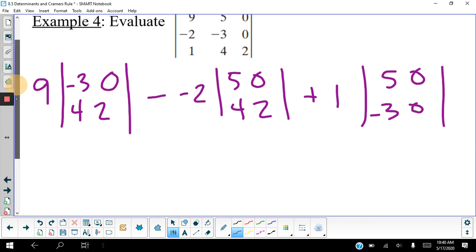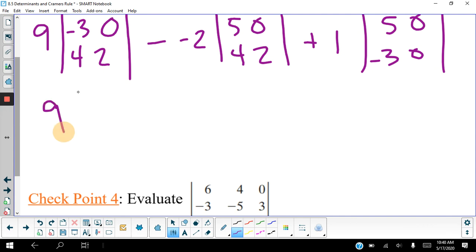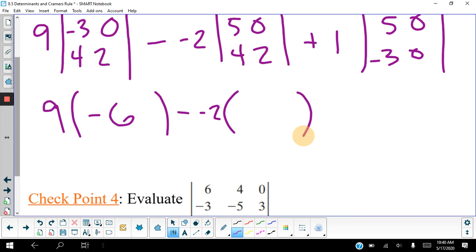So 9 gets multiplied by, we have negative 3 times 2, which is negative 6, and then 4 times 0, well, that goes away, minus 0. So we have a negative 6 minus negative 2 times our determinant here. 5 times 2 is 10. 4 times 0 is 0. So that 10 minus 0 is just 10. Plus 1 times 5 times 0 is 0. Negative 3 times 0 is 0. That leaves us with a 0 here.